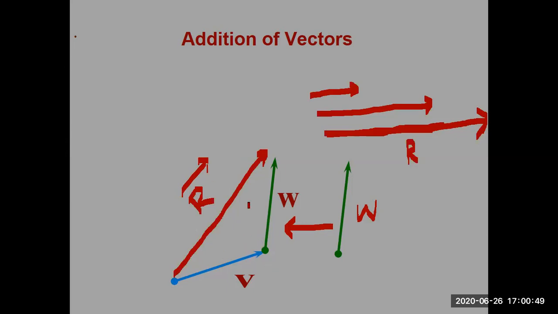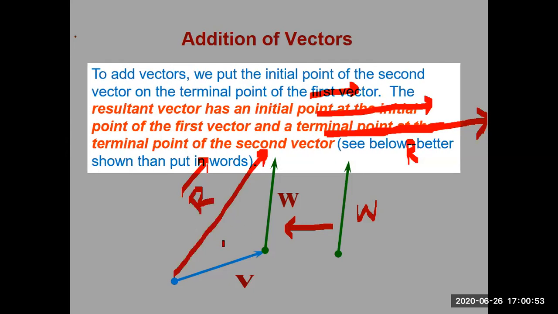These are the two vectors, and this is the combined effect of these two vectors added. To add, we put the initial point of the second vector at the terminal point of the first. The resultant vector has its initial point at the initial point of the first and its terminal point at the terminal point of the second vector. Look at this: this is the first, this is the terminal point of the first, and this is the initial point of the second. You can also express it in a simpler manner.